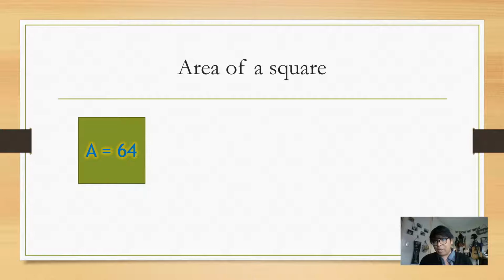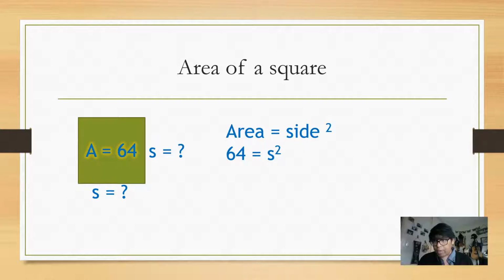Another way you might see this is, what about if the area is 64, but we don't know how long the sides are? So if we don't know how long the sides are, we actually use the same formula, area equals side squared. But this time, instead of substituting for the side, you're going to substitute for the area. So 64 equals side squared.